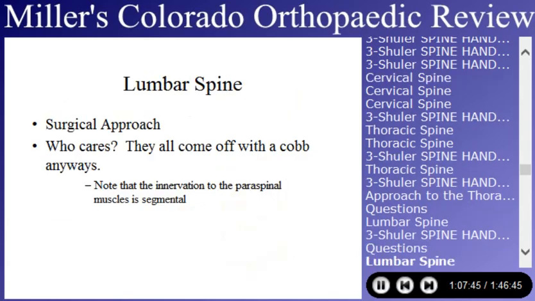Surgical approach to the lumbar spine, I don't really care if they come off with a Cobb. I don't really need to know them. But why can we get away with doing this? It's because of segmental innervation. That's the reason why we can get away with this.